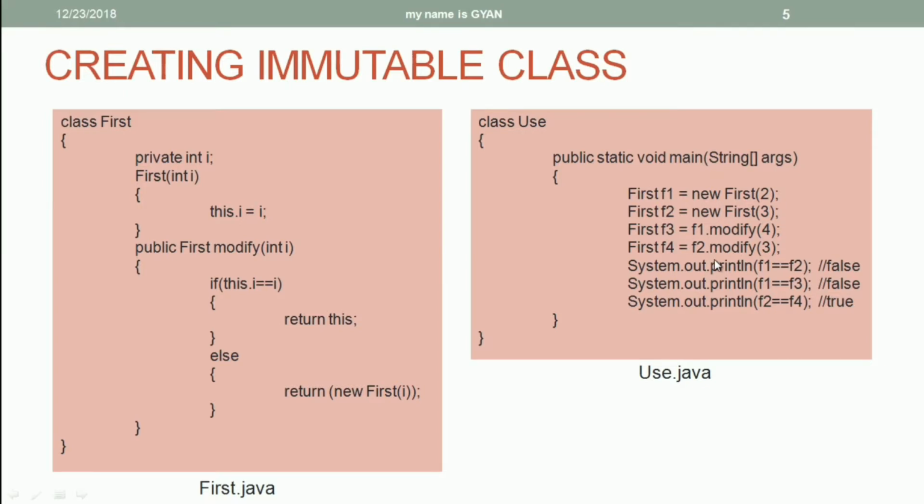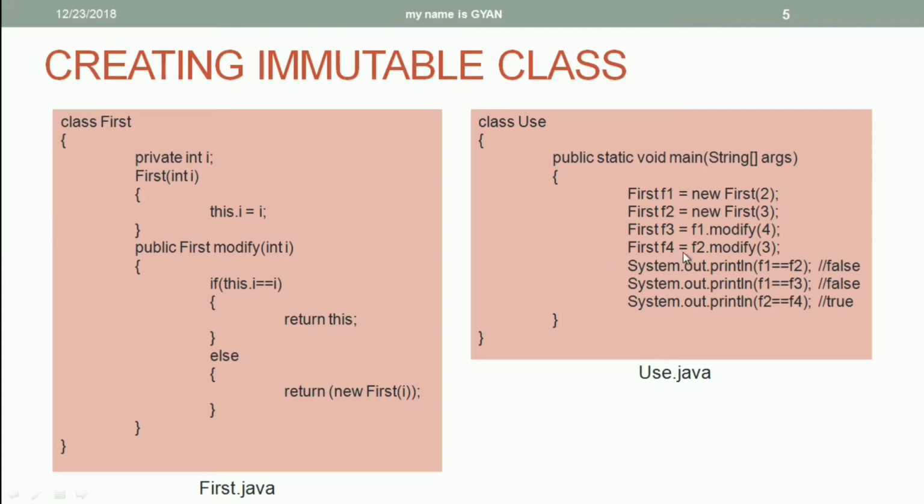In the next case we are calling the method modify by using the reference variable f2 with the argument 3. Then here we will check if the field i of the reference variable f2, that is 3, is equal to the value passed to the argument of the method modify or not. That means 3 is equal to 3 or not. Yes, in this case these two values are equal. That's how the method modify in this case will return whatever the reference is stored in the reference variable f2.